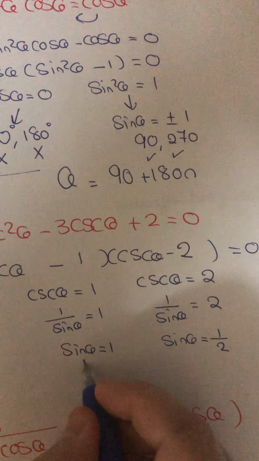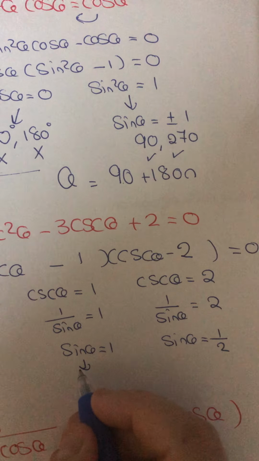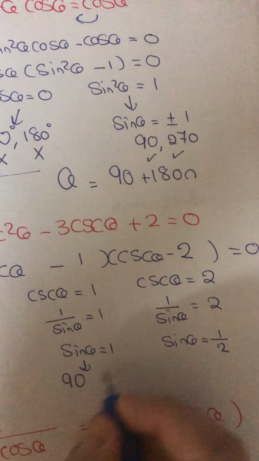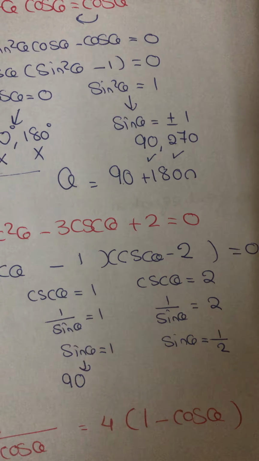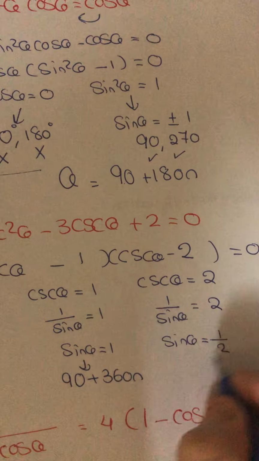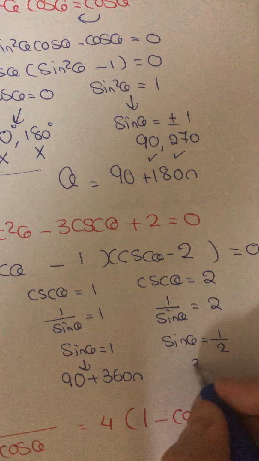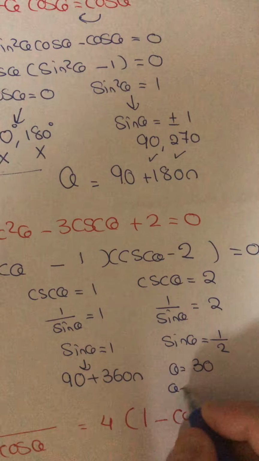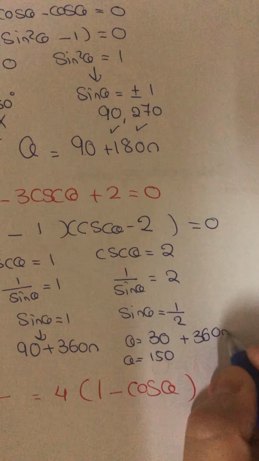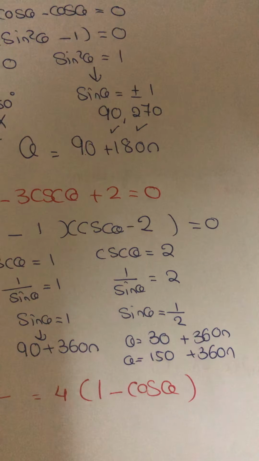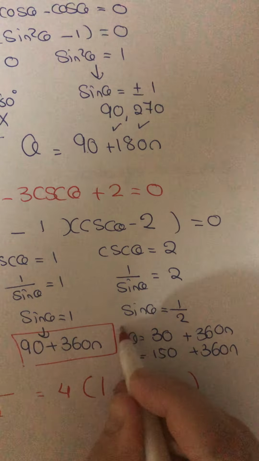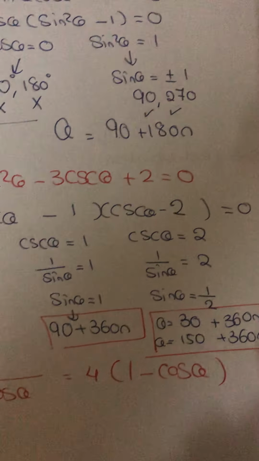Sine theta equals to 1 again every 90 degrees. I'm sorry, no, it happens only, 1 is only at 90, so 90 plus 360, and sine theta is equal to half at 30 or at 150 in quadrant 1 and in quadrant 2 only, plus 360 and plus 360, and you can find them all on the unit circle.